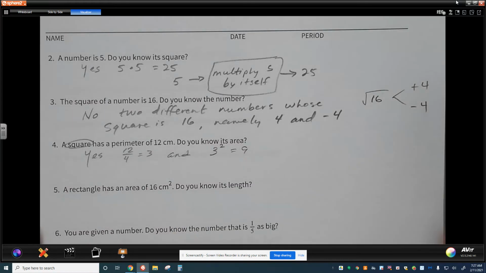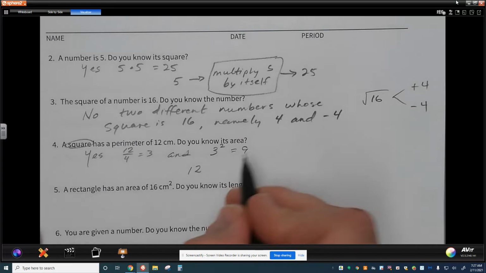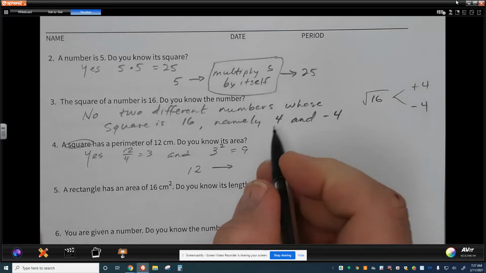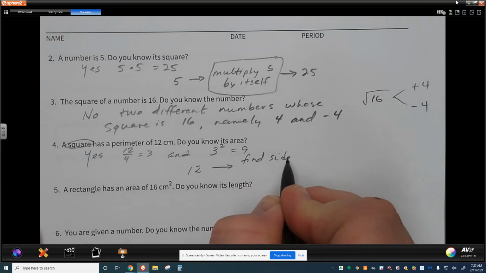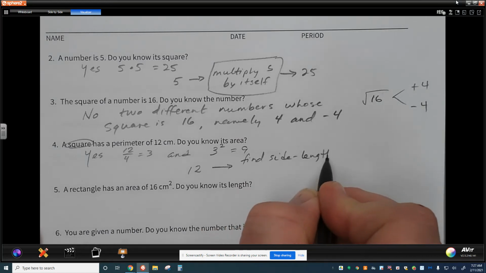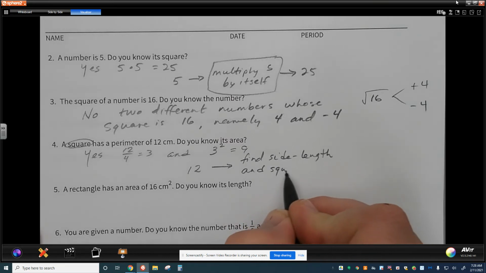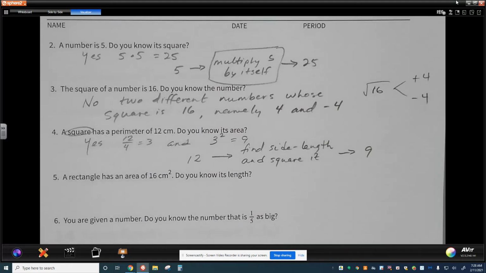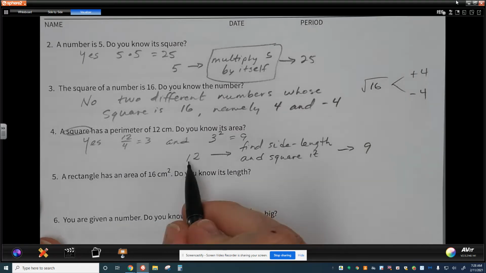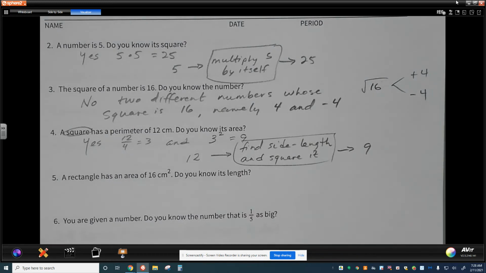So we know that when we plug that into a function machine, if we take the perimeter of a number, we put it into a function and we find the side length and then square it, we get our output of the perimeter, or excuse me, the area. So put in the perimeter, find the side length, and square it, we get the area.